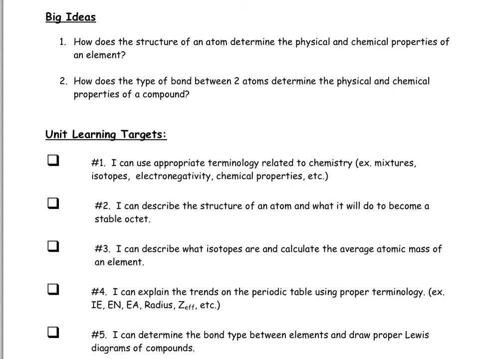Today we're going to talk about big idea number 1. How does the structure of an atom determine the physical and chemical properties of an element? And go over learning target number 2, describing the structure of an atom and what it will do to become stable. And as well, learning target number 3, describing what isotopes are and calculating the average atomic mass of an element.